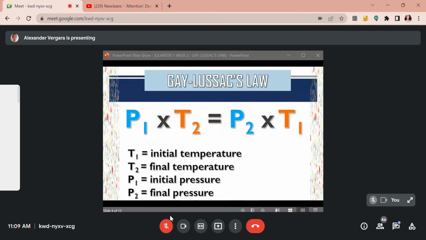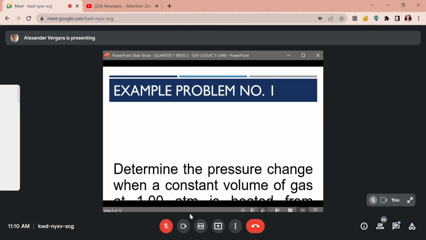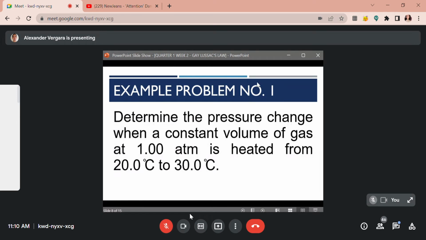Okay, so let's get on. Let's try problem solving regarding Guy Lussac's law. So the first problem is this one. Can you read this one, Rancap? Determine the pressure change when a constant volume of gas at 100 atm is heated from 2.0 degrees Celsius to 30 degrees Celsius.